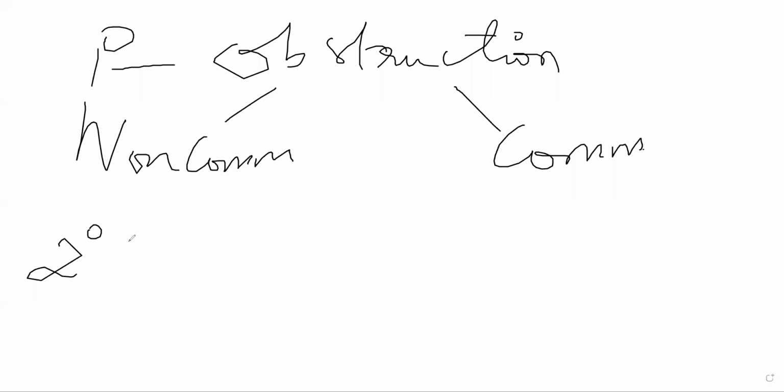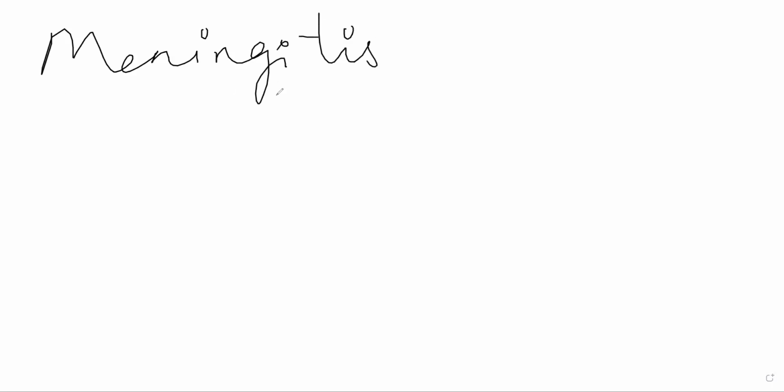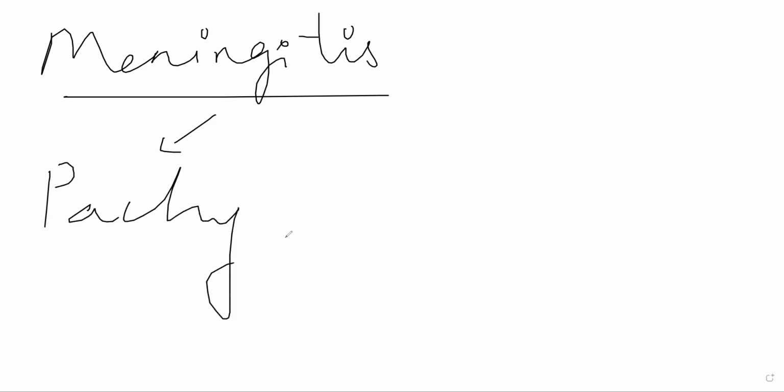Now, coming to the next topic, that is meningitis. Meningitis is essentially inflammation of your meninges. You have three meninges: dura mater, arachnoid mater, and pia mater. Depending on where it is occurring, the meningitis is classified slightly differently. For example, if it is occurring specifically only in the dura mater, it is called pachymeningitis. And if it is occurring in the arachnoid and pia mater area, it is called leptomeningitis.